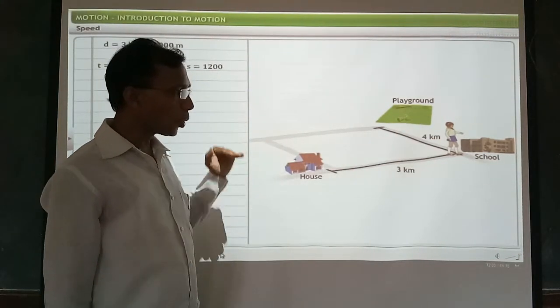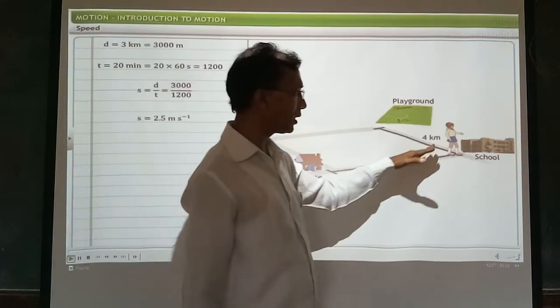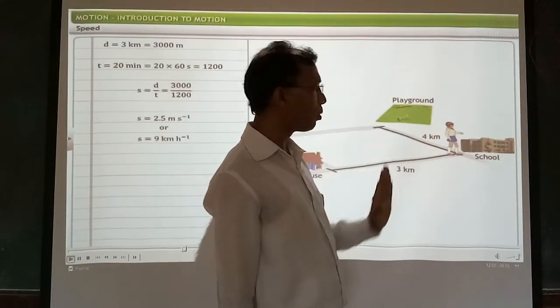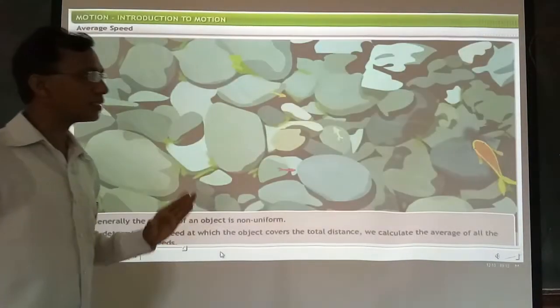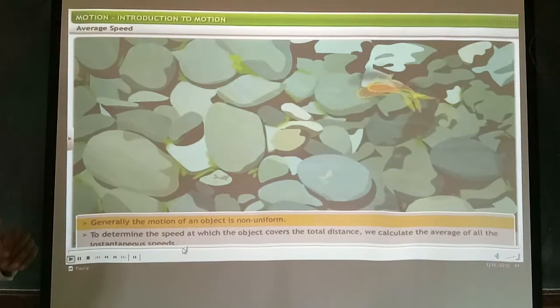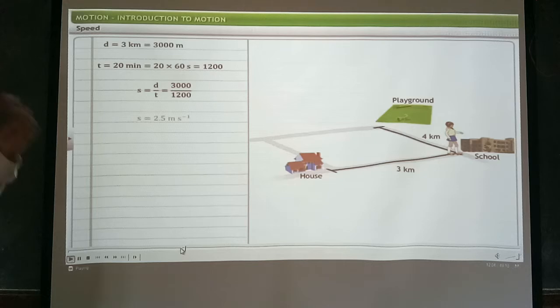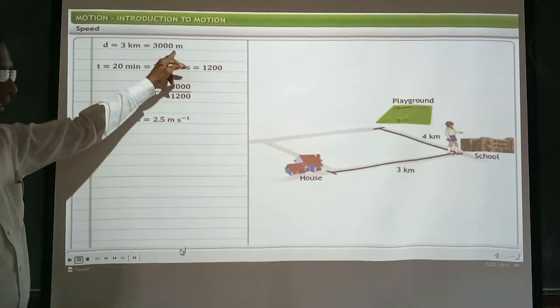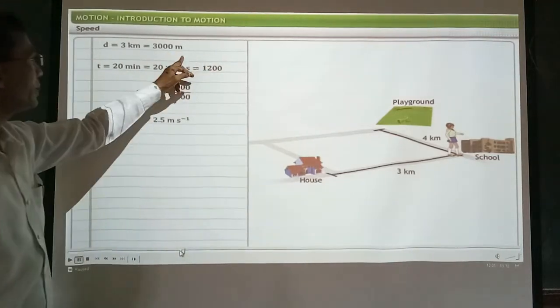So here the total distance will be 3 kilometer plus 4 kilometer. So the total distance covered is 7 kilometer. But here, for the average speed, the distance is 3 kilometer, converted into meter, that is 3000 meter.